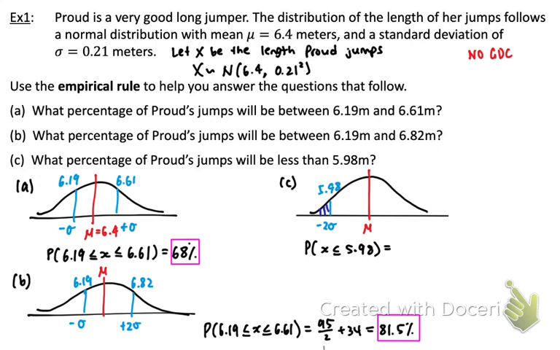Let's think about this. I know that 95% of the values fall within two standard deviations of the mean. So what's left over is going to be 5%, but this is 1/2 of the curve, so I have to take that and divide by 2. So 2.5%.